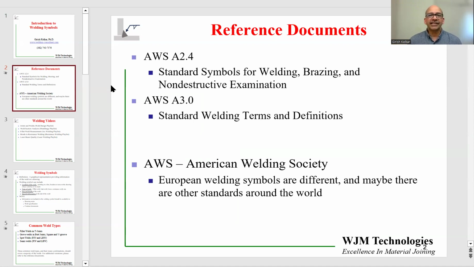There are similar societies in other parts of the world, including in Europe, and the welding terminology and the symbols are slightly different. So you have to make sure that you are following the requirements of the local industry standards.